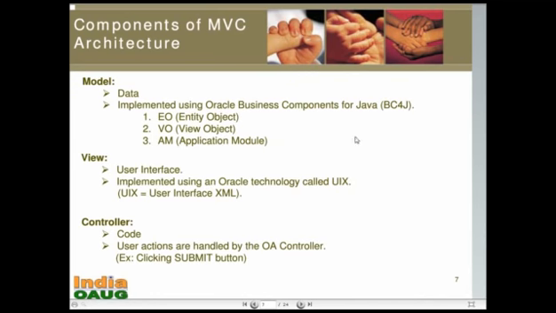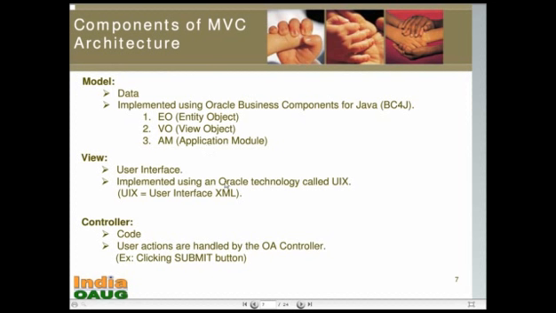So this page is important. If you are flexible with all these things, then your OAF will be completed. You must know how to work with the model, how to work with the view, how to work with the controller. Inside the model, what are the components we have? Three components. These three components we call BC4J components: Business Components for Java. Entity object, view object, AM. What is entity object? We will discuss at the next level. So in the model we have three things.